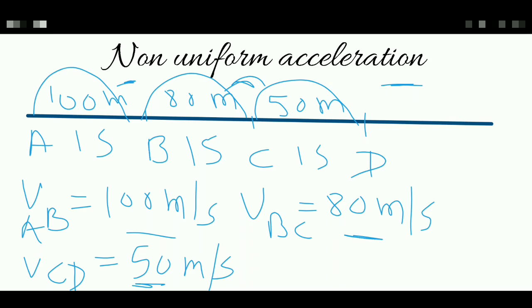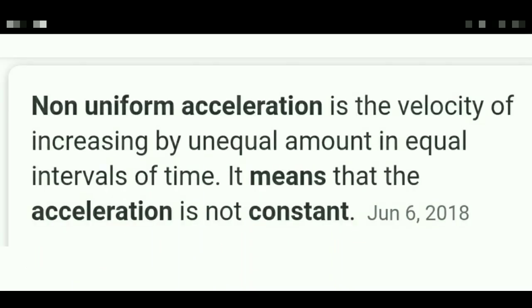Now, just define what is non-uniform acceleration. Velocity is increasing by unequal amounts in equal intervals of time. Velocity either increases by unequal amounts, that is, not fixed, and randomly it is increasing or randomly it is decreasing, or simultaneously increasing and decreasing at the same time. It means that the acceleration is not constant.